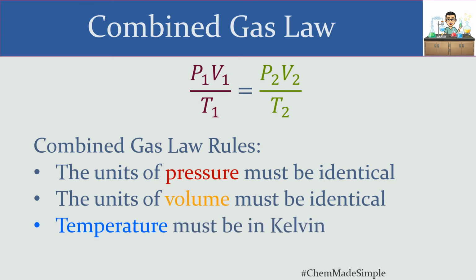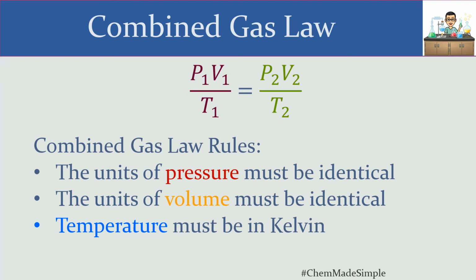The one really stringent rule is that if you're going to measure temperature, and we are, you have to use the Kelvin scale. You can't use Celsius, you can't use Fahrenheit. Temperature must be in the Kelvin scale. That's something you always want to keep in mind. If you're given a temperature that's not in Kelvin, be sure to convert it to the Kelvin scale first before you start doing any calculations.